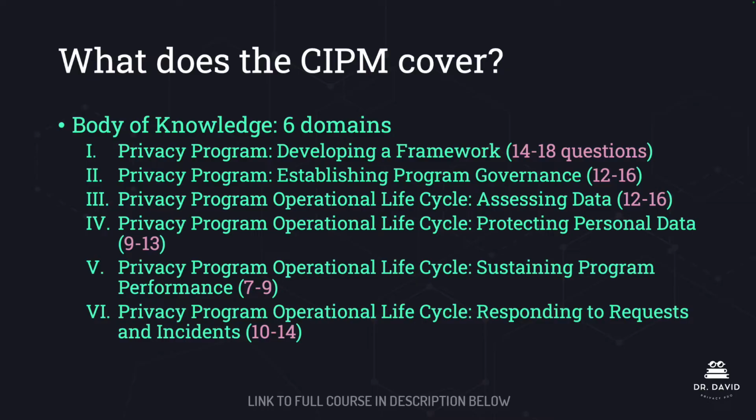Domain 1 covers developing a framework for your privacy program. Domain 2 covers establishing program governance. Domains 3 through 6 each deal with a different stage in the privacy program operational lifecycle. Domain 3 covers assessing data. Domain 4, protecting personal data. Domain 5, sustaining program performance. And finally, Domain 6 covers responding to requests and incidents.